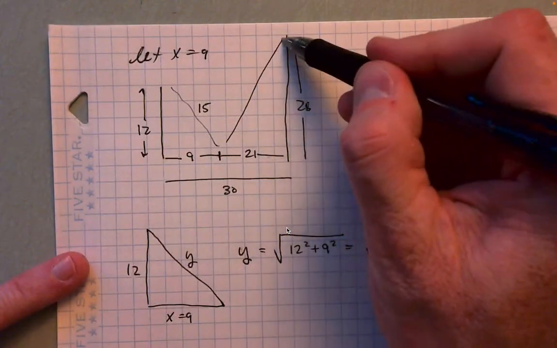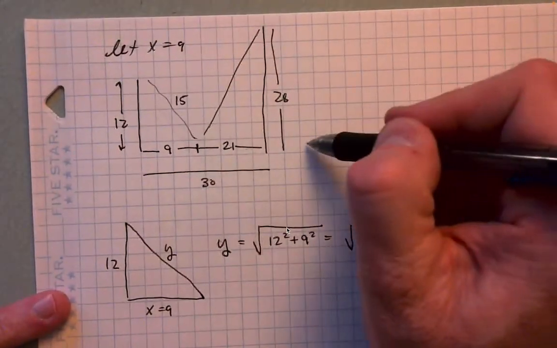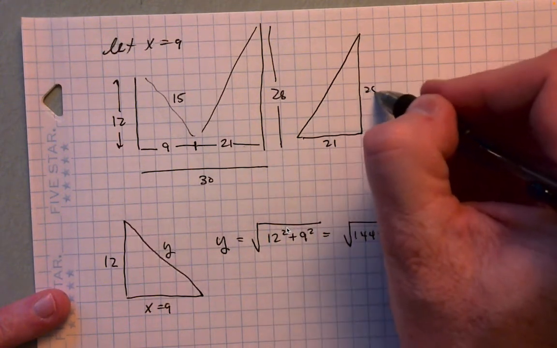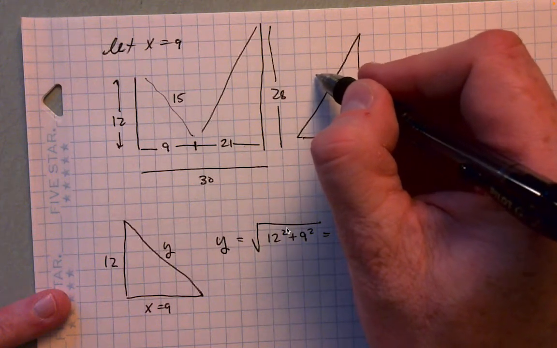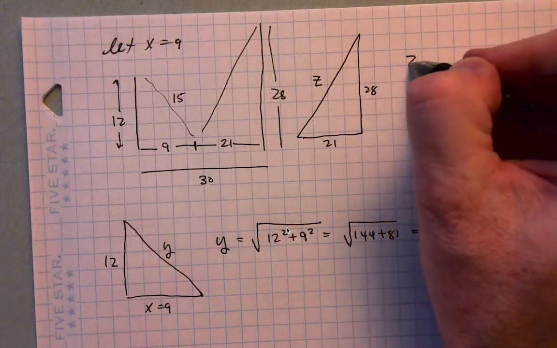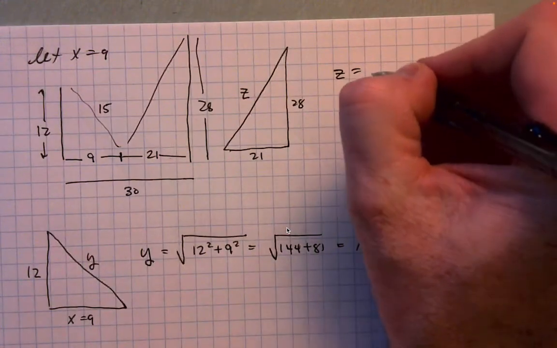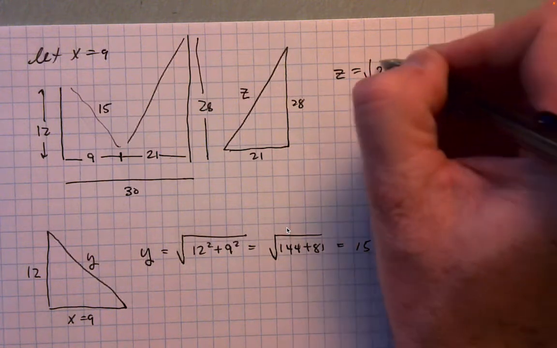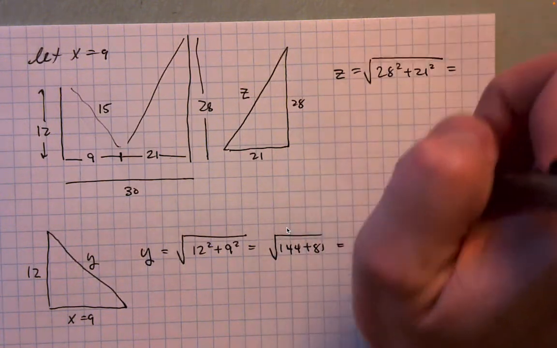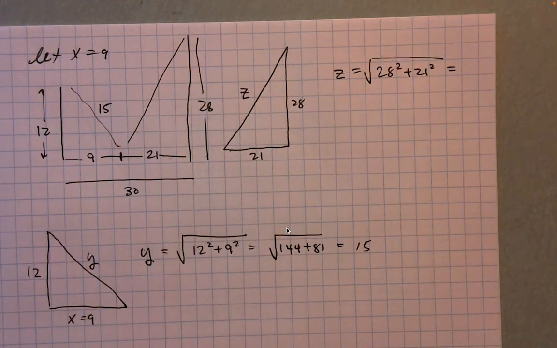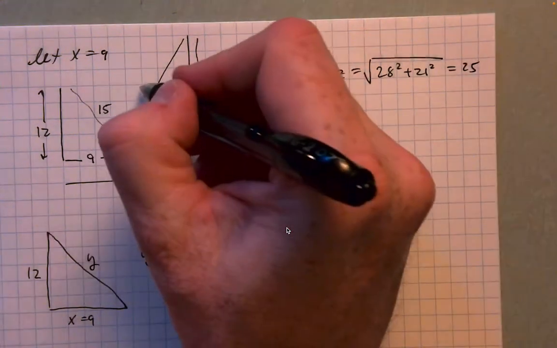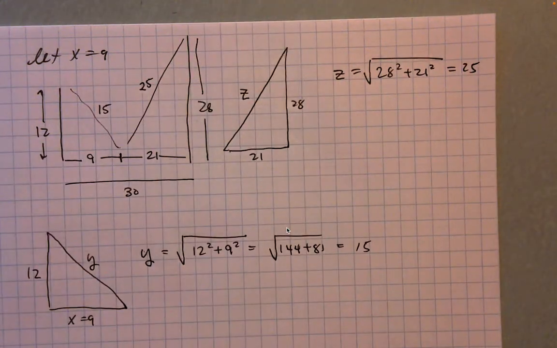This other length of wire can be figured out as well, right? So here you've got the triangle. It looks like this. So this is 21, this is 28, and this is the z. So z would be equal to the square root of 28 squared plus 21 squared. And when you plug all of that in, you should get 25. So this length of wire is 25 feet.